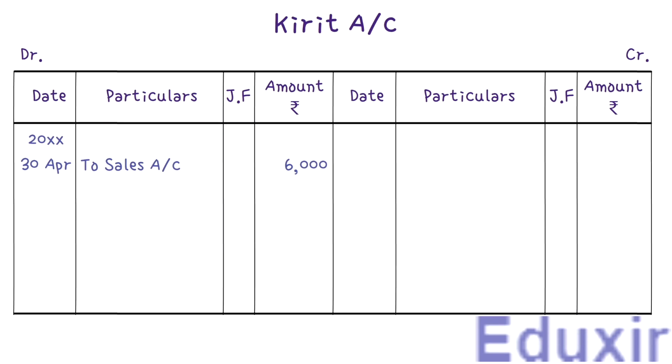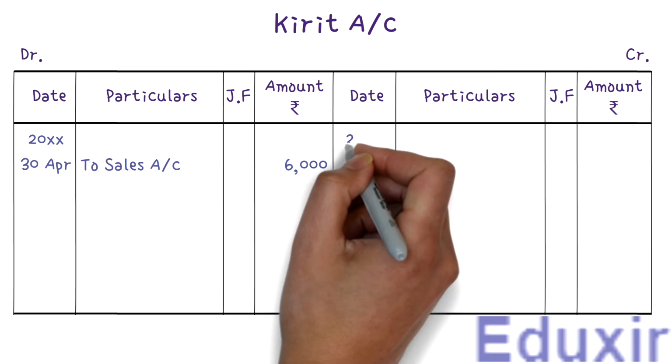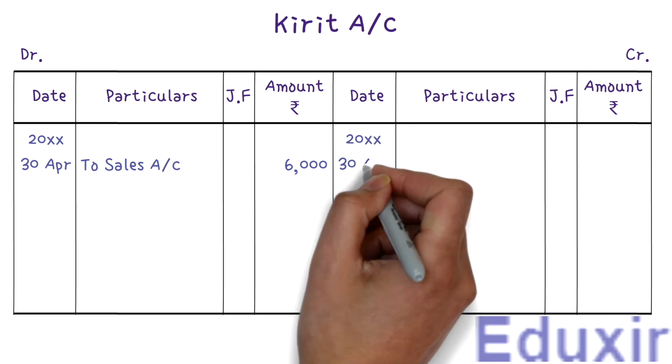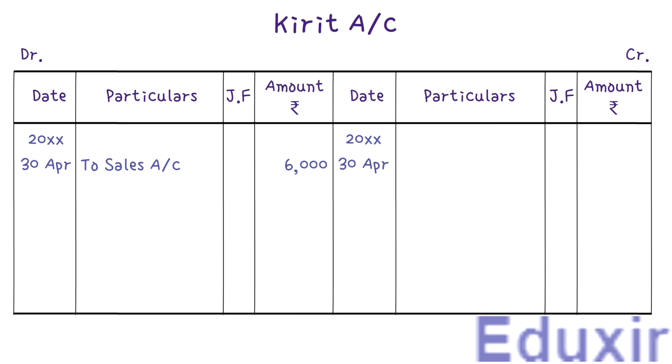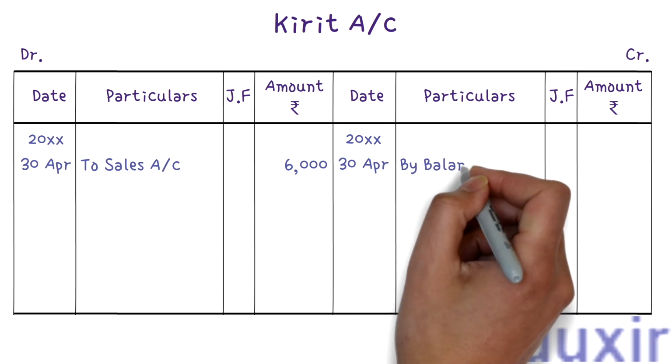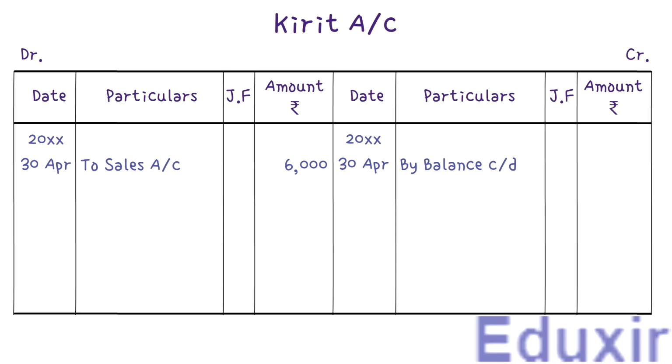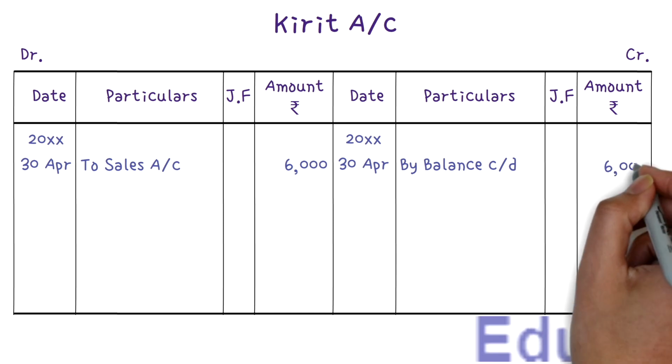As there are no entries on the credit side, this entire debit balance of 6000 rupees need to be carried down. As this is the first entry on the credit side, let's first write the year and then let's write the date as the last day of the month. Let's then write by balance carried down in the particulars column. Let's then write 6000 rupees in the credit amount column.